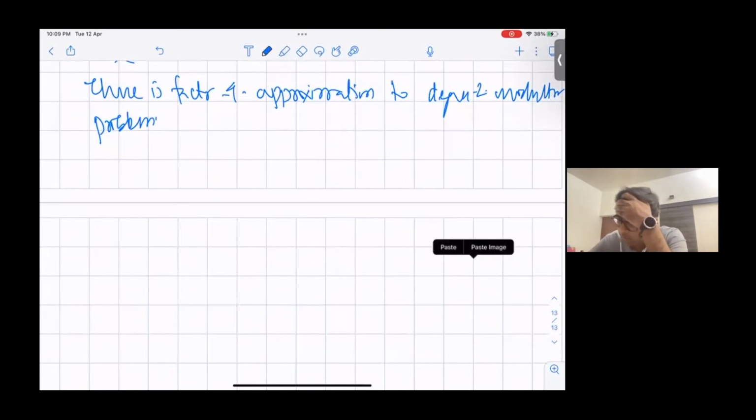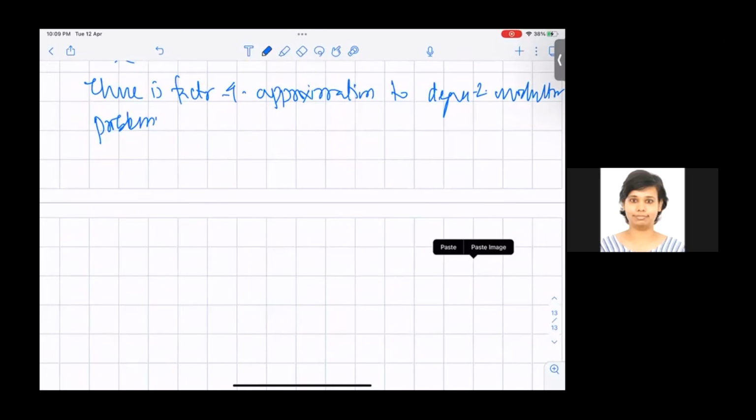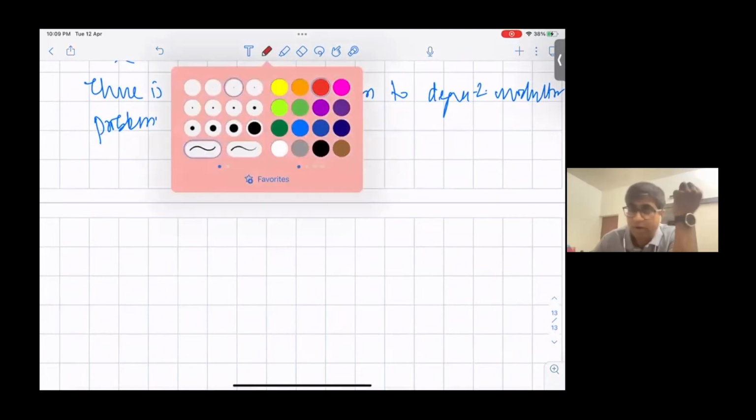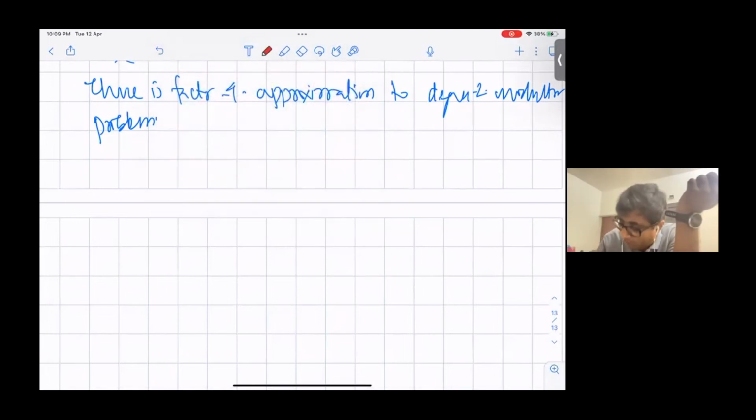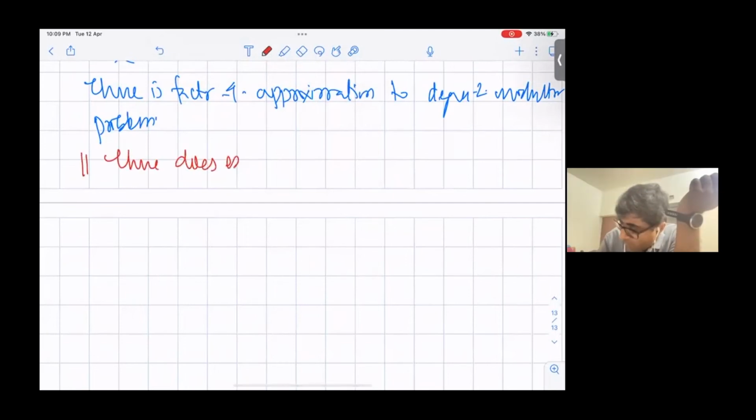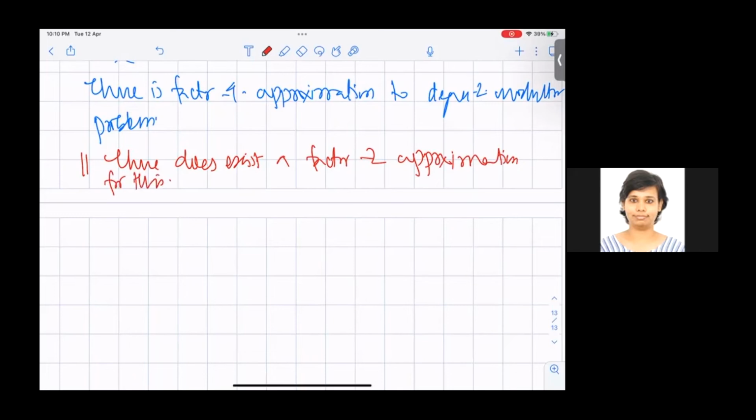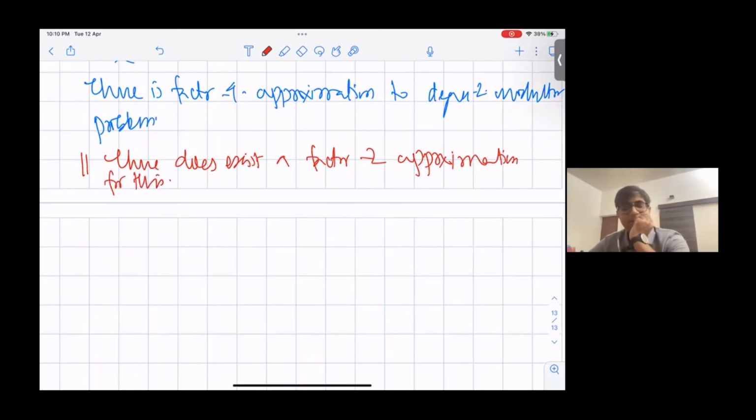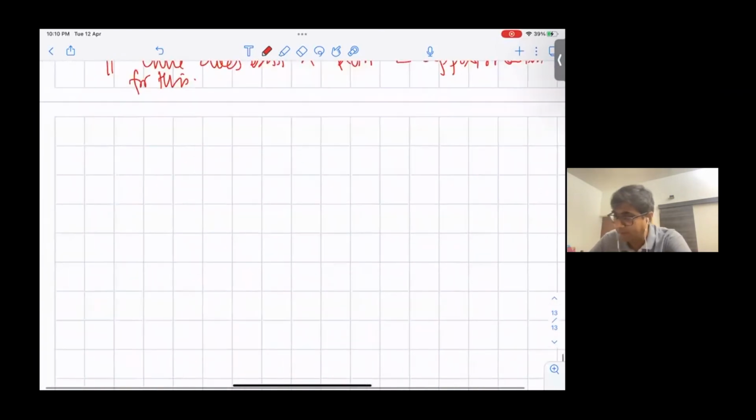Hi, Sayani. Is there a better thing known for this? I think 2 is known. Okay, 2 is known. So what I told you is 4, but as Sayani tells us, there does exist a factor 2 approximation for this. Fine. So we learned 2 strategies.